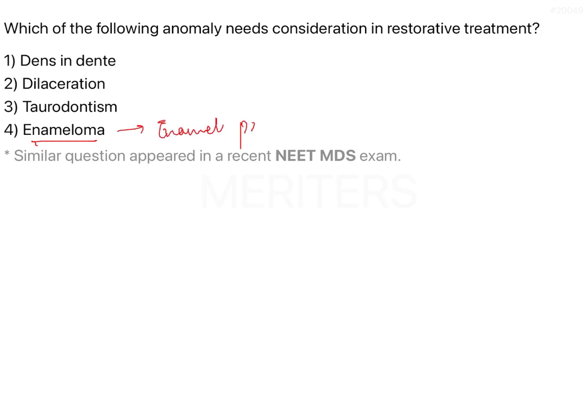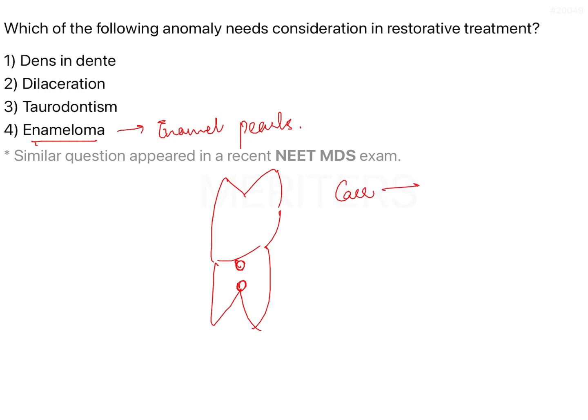These enamel pearls are actually located on the facial as well as the lingual surfaces of the mandibular molars, and they are located right at the CEJ or at the area of the furcation. According to Carranza, and this was a question that was asked in AIIMS, the most common location of enamel pearls is on the facial surface of maxillary second molars.